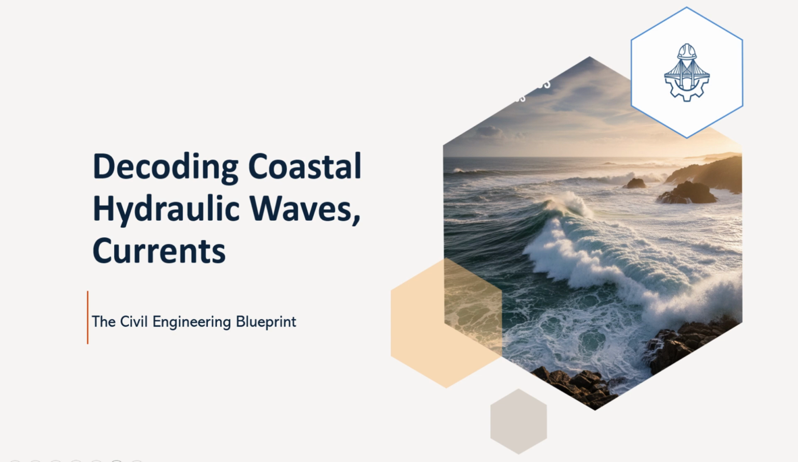For spilling breakers, ξ is typically less than about 0.5. These occur on gentle slopes. They are characterized by foam and turbulence spilling down the front face of the wave, dissipating energy gradually over a relatively wide surf zone. For plunging breakers, ξ is roughly between 0.5 and 3.3.